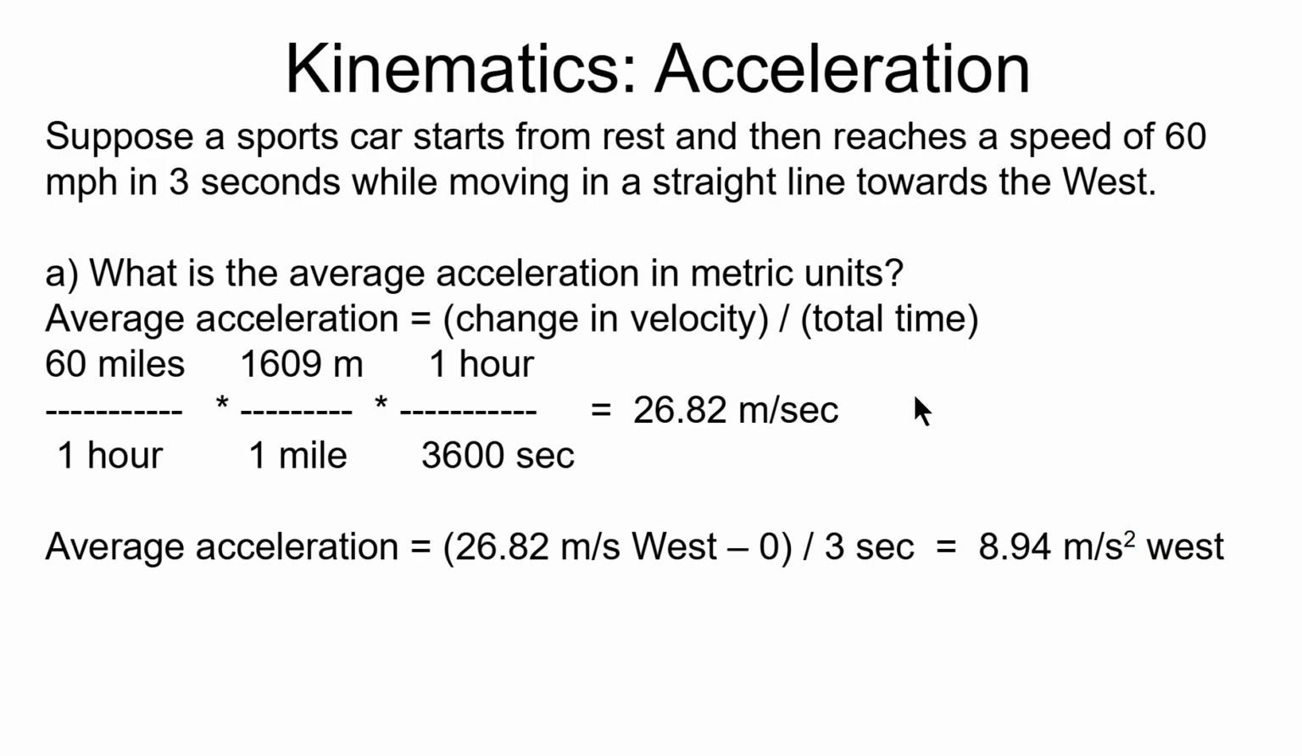Well, the first thing I'd like to do is convert to more standard metric units. 60 miles per hour. There are 1,609 meters in a mile, so the miles units will cancel. And then 1 hour is 3,600 seconds, so the hours will be canceled off. And you could pause the video and do this calculation to verify. 26.82 meters per second. Well, we started with 0 meters per second. We started from rest. Now we're at 26.82 meters per second to the west, so you divide by 3. 8.94 meters per second squared to the west is the average acceleration.